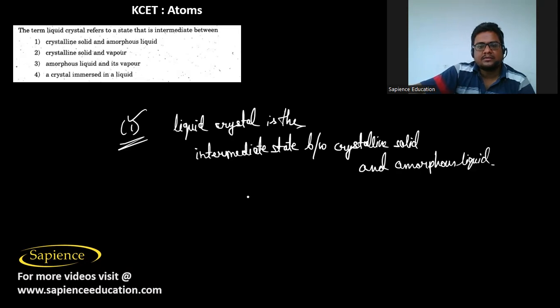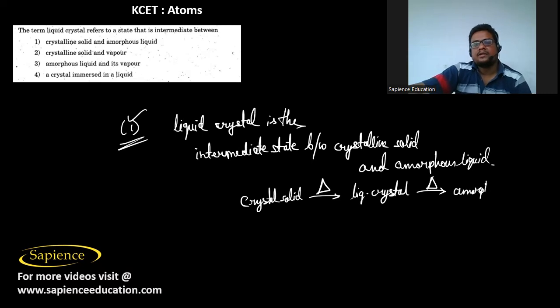It means that if we heat a crystalline solid, if we supply heat, then it will transform into a liquid crystal, and then if we heat it slightly further, then it will convert into an amorphous liquid.